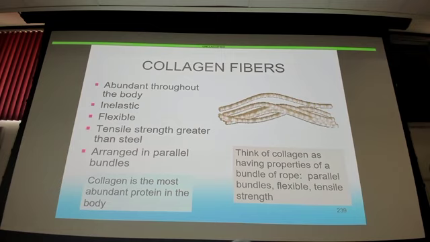Collagen fibers are arranged in parallel bundles. Once again, if you've ever seen them make a rope, it's not one solid piece. They weave smaller ones, they weave larger ones, until you get that rope. So we find collagen everywhere. It's the most abundant protein in the body, and when you look at proteins, a large amount of that is going to be collagen.